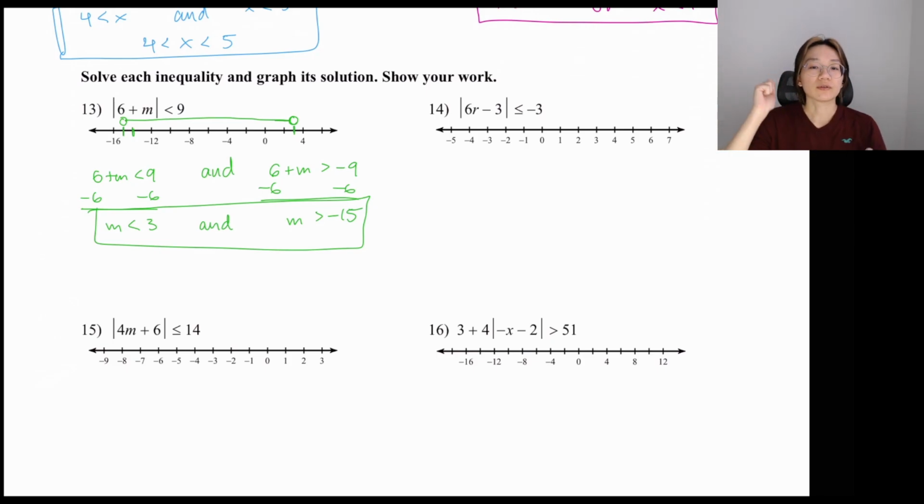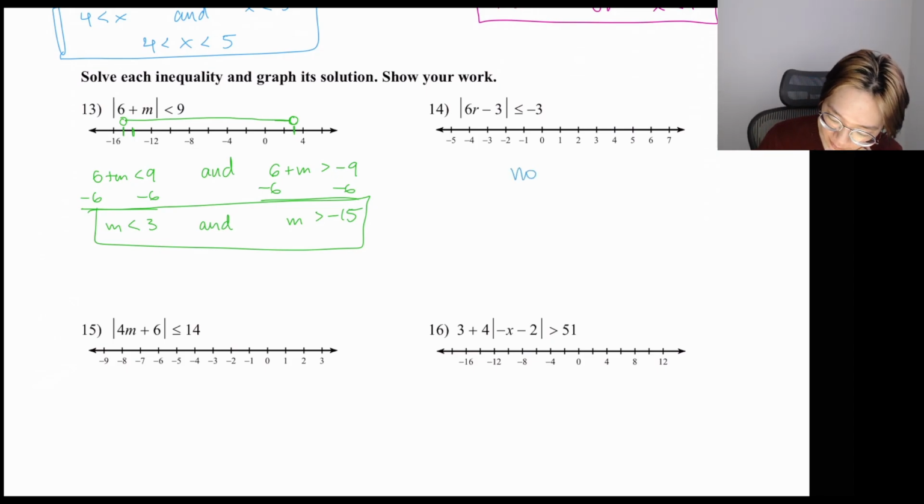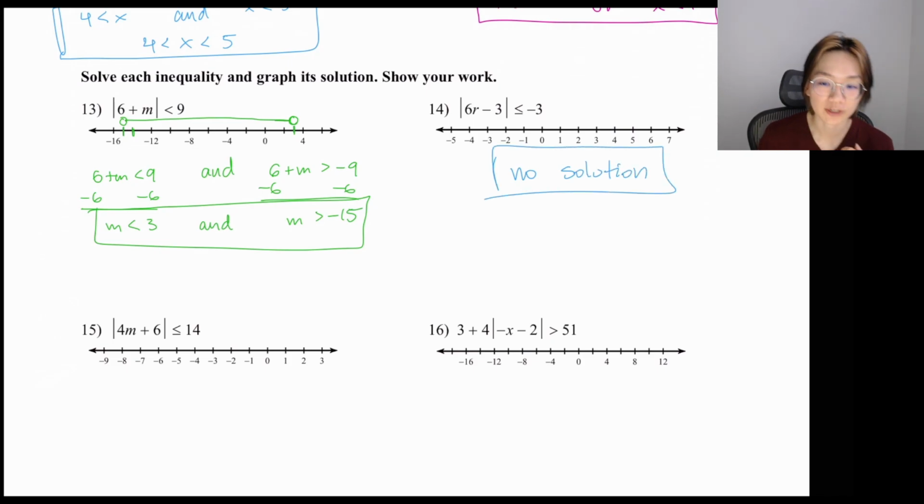Absolute value is alone. Yes. Can there be a solution? Absolute value is less than or equal to negative 3. It's less than or equal to a negative number. It can never be negative. Distance has to be positive. That makes this no solution. No graph, because there's no solution.